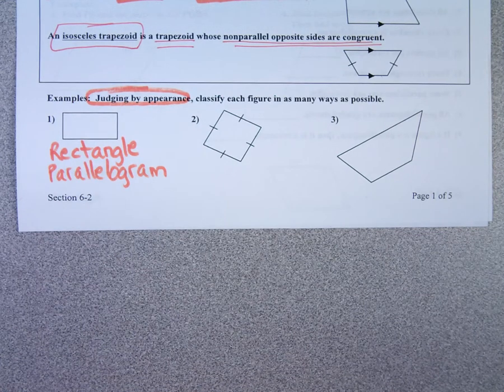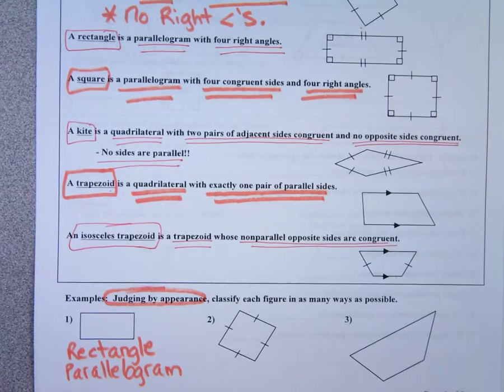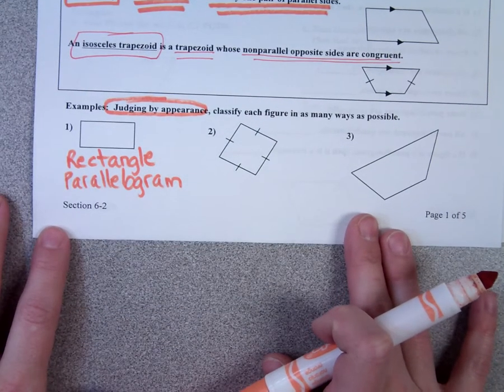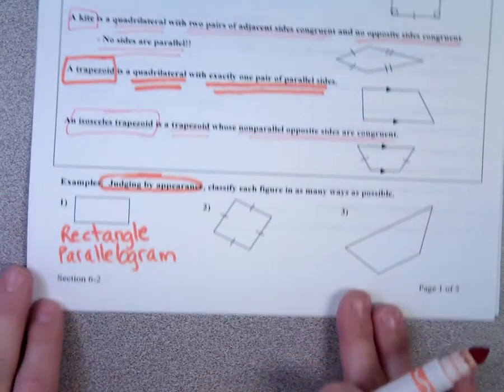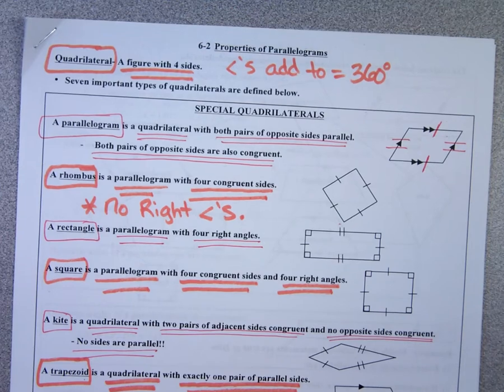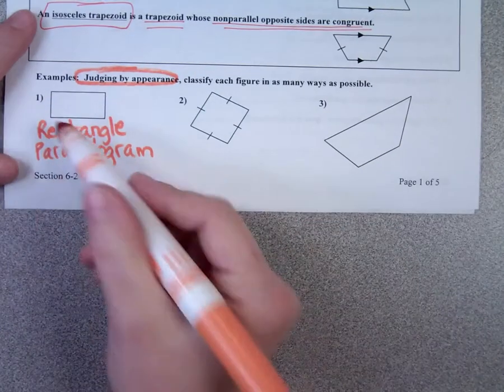Does it look like anything else? Does it look like a square? No. There's another word that we talked about on this page. Now, a rhombus has to have 4 congruent sides. Does it look like those sides are all the same length? There's another word, quadrilateral. It's a 4-sided figure, right? So it's got to be a quadrilateral. Okay.